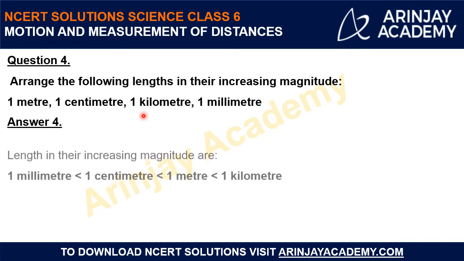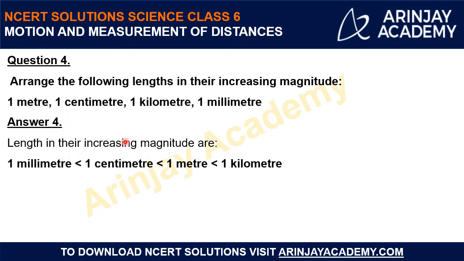So let's see. Lengths in their increasing magnitude here are that 1 millimeter is the smallest, and सबसे बड़े magnitude में we have 1 kilometer. So 1 millimeter से बड़ा है 1 centimeter. Greater than this we have 1 meter, and the greatest is 1 kilometer. Now we need to understand how we came up with this order.